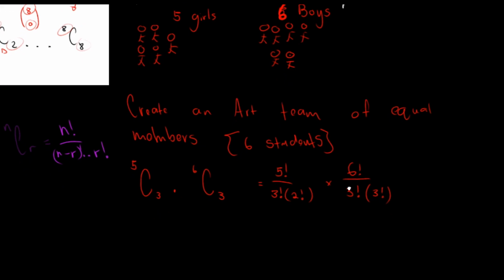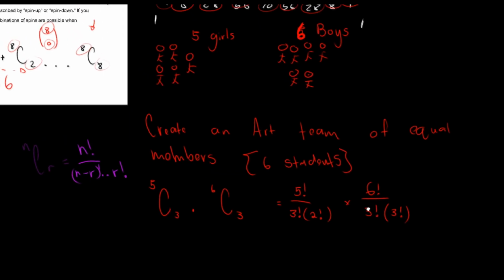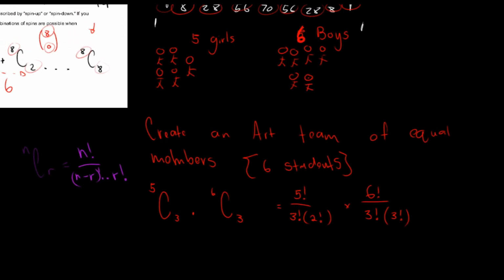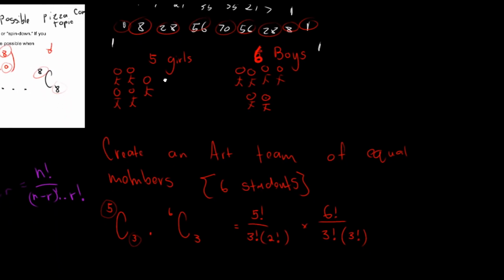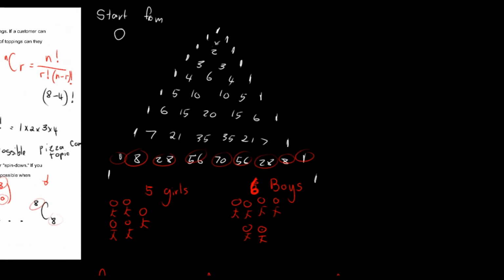What if I don't have a calculator? Let's go back to Pascal. So I need to find the 5th row and the 3rd term in the row. Now remember, we count from 0. So let's go to my created triangle. So we want to find 5 and 3. So let's see. So 0, 1, 2, 3. So we have 10.